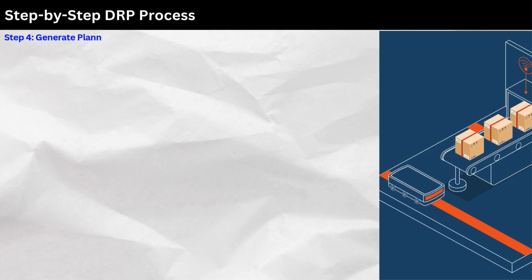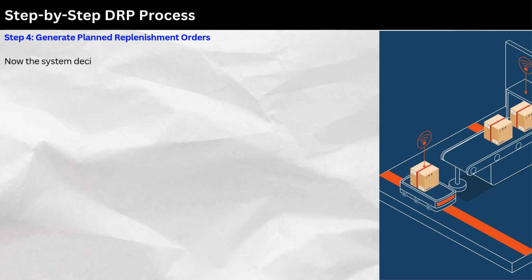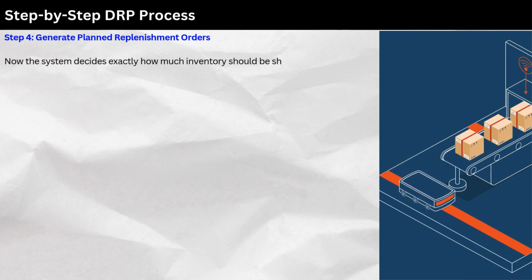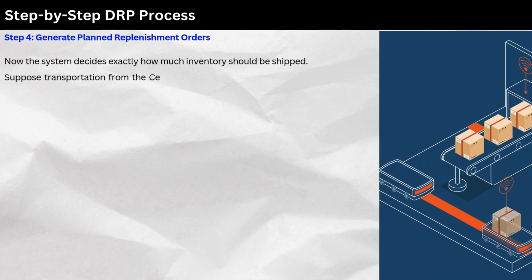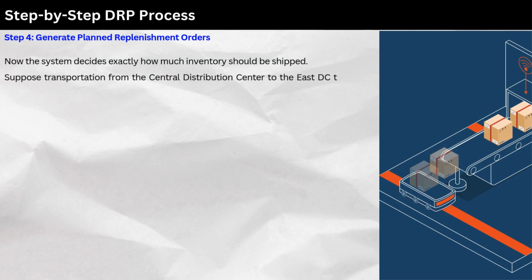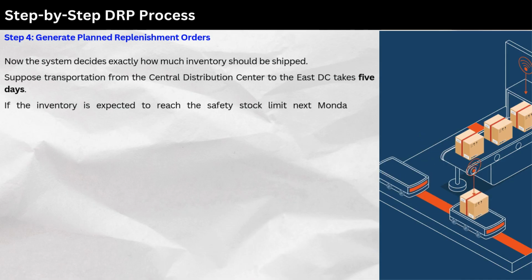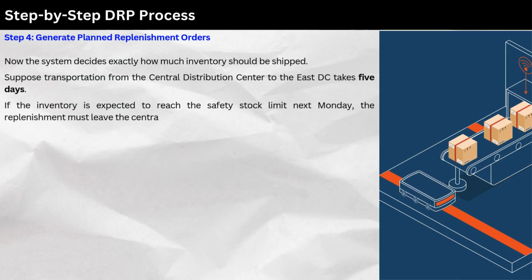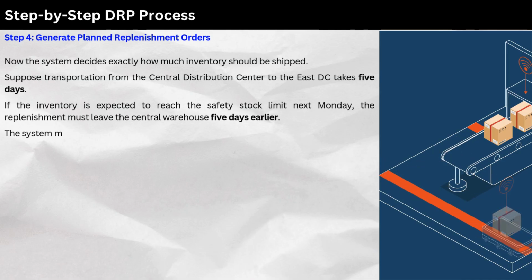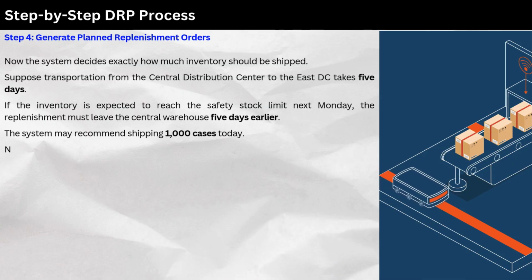Step 4. Generate planned replenishment orders. Now the system decides exactly how much inventory should be shipped. Suppose transportation from the central distribution center to the East DC takes 5 days. If the inventory is expected to reach the safety stock limit next Monday, the replenishment must leave the central warehouse 5 days earlier. The system may recommend shipping 1,000 cases today.